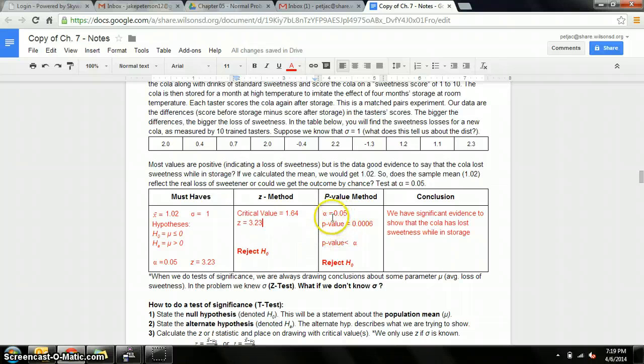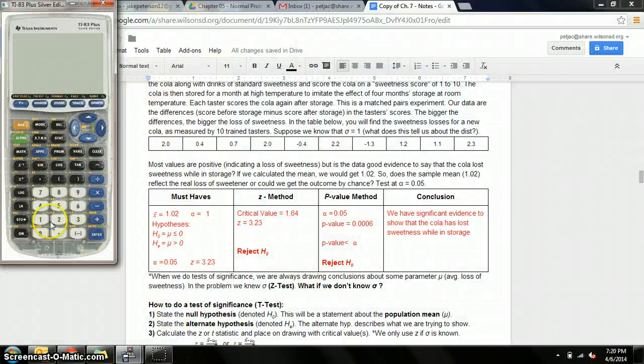Our other method is the p-value method. Remember, we compare our level of significance, 0.05, to our p-value, which was given in our calculator. So if we look at our calculator, p is 6.29 times 10 to the negative fourth. So I just rounded off here to 0.0006. So that's way less than our level of significance. So once again, if your p-value is less than your level of significance, you reject the null hypothesis. Remember, you do not have to do both of these methods. You can choose one or the other. So our conclusion here would be that we do have significant evidence to show that the cola has lost sweetness while in storage.